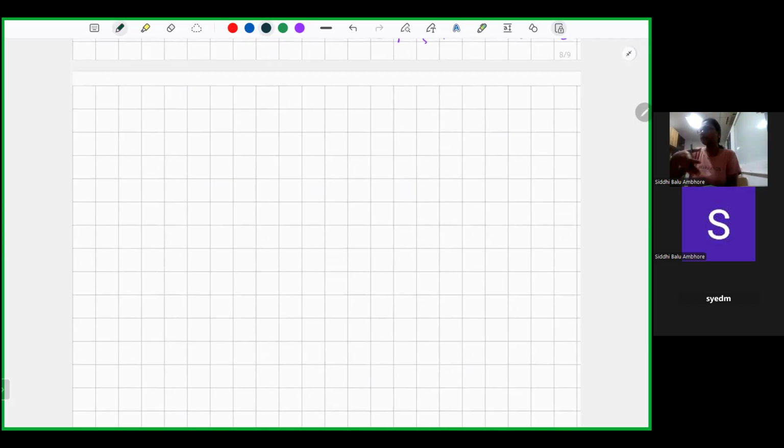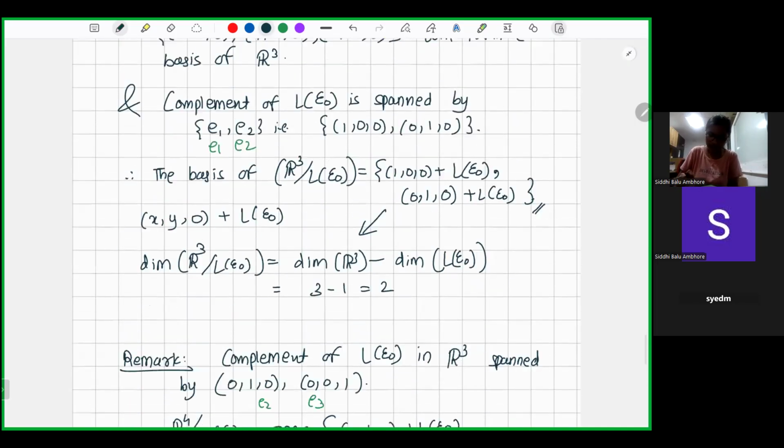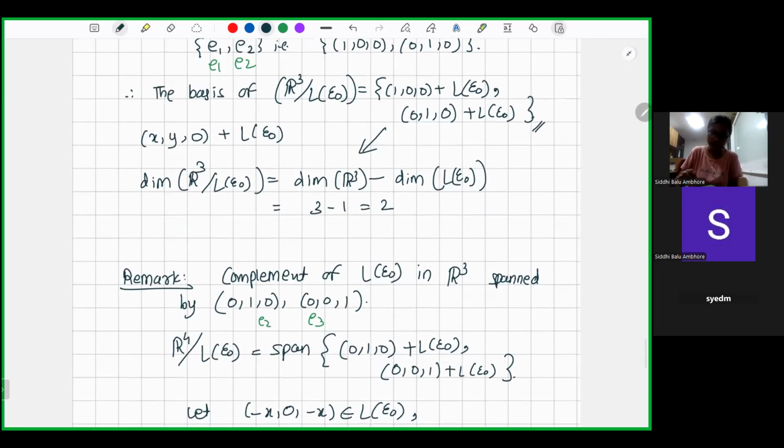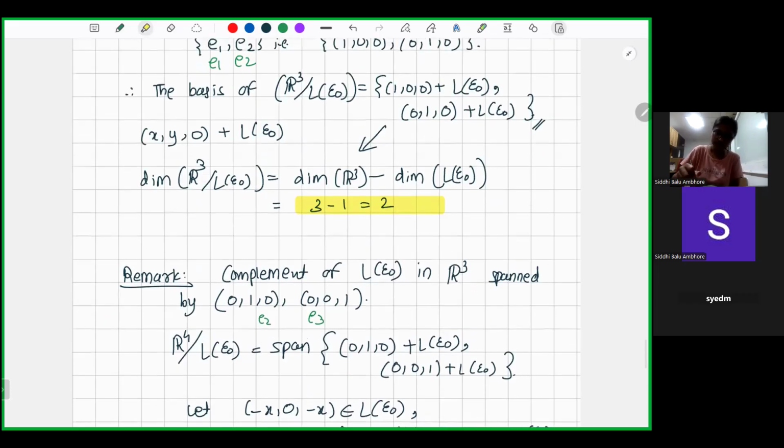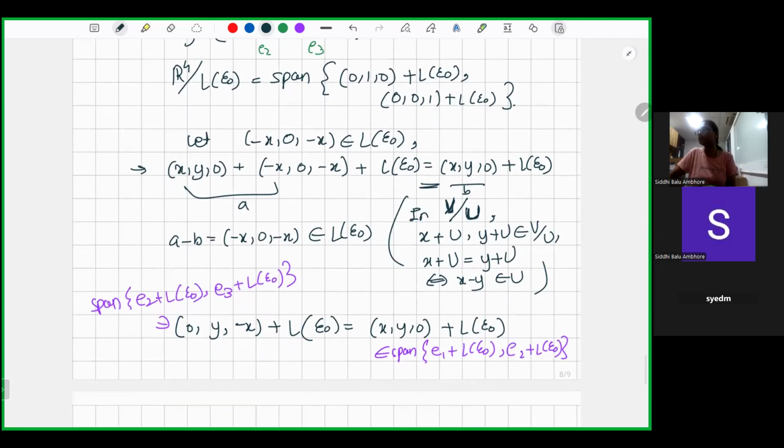Yeah, we found the basis, and for the quotient, did we find the dimension? We did not, right? Yeah, we did. We found the dimension here, and the basis is this. Yeah, so we are done. So let us move to the next question now.